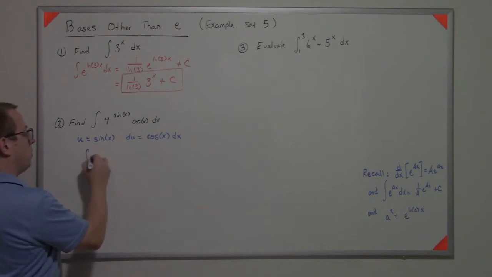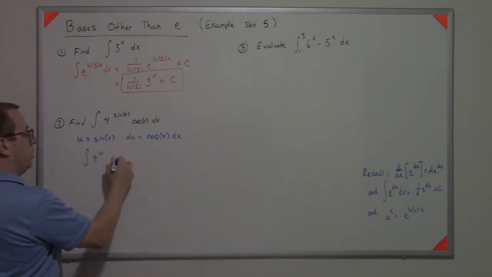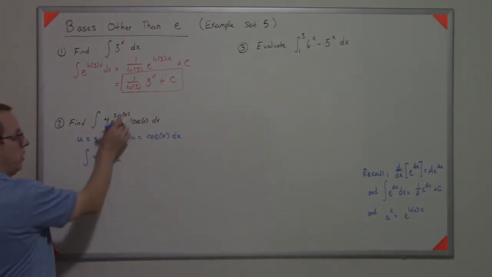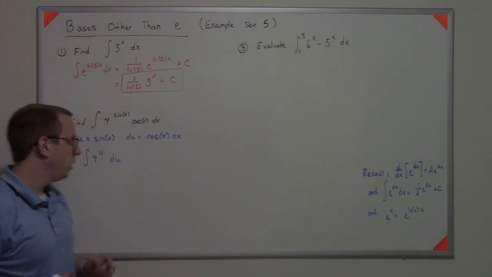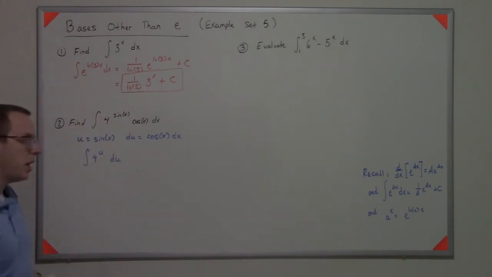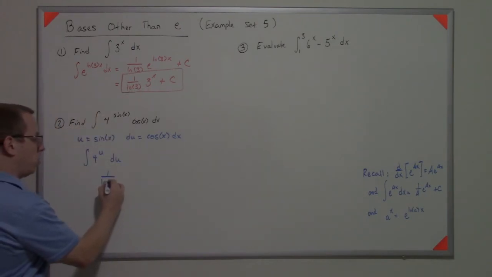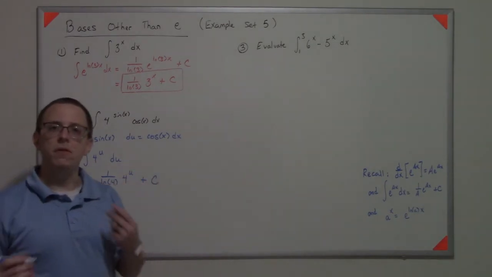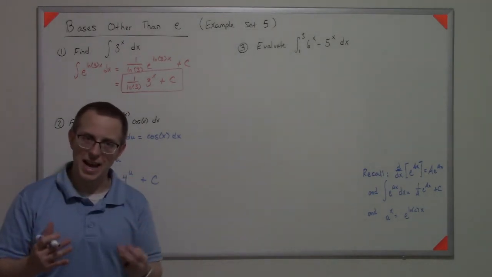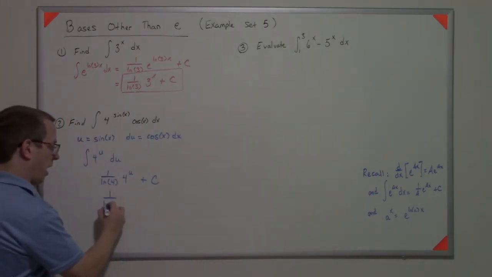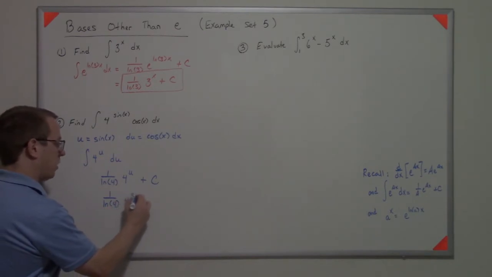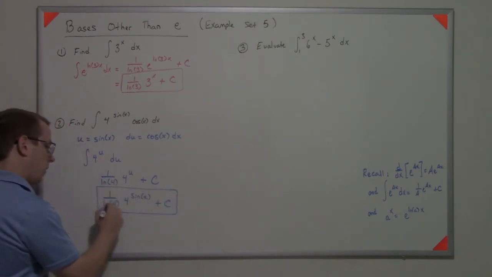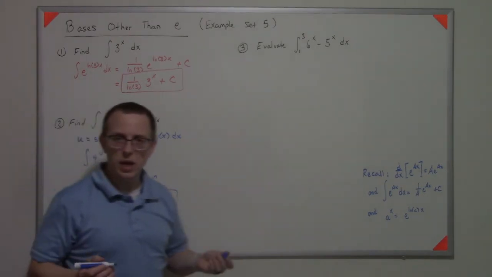Now this becomes the integral of 4 to the u du. This becomes du, this becomes u. Simple enough. So we can leverage this result to say that's 1 over natural log of 4 times 4 to the u, plus c. And then we started in x's, so we have to end in x's. So 1 over natural log of 4 times 4 to the sine of x, plus c. That's how we get to that particular result.